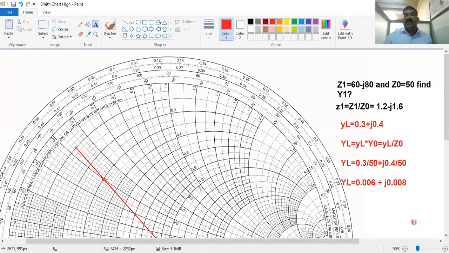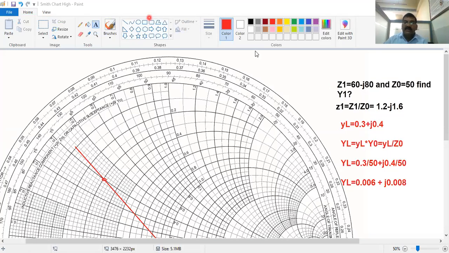If we do this, the problem is solved. This is the simple thing. The procedure is very simple. This is the part of some numericals that we will do next time.